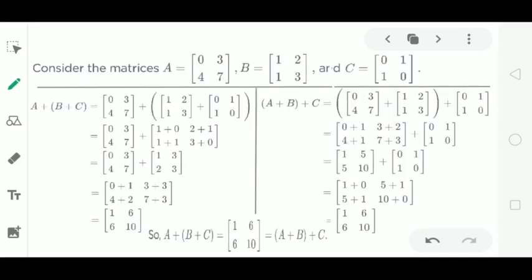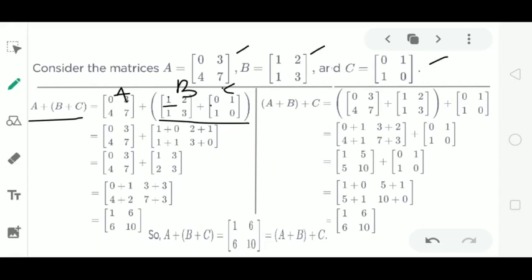Observe the example. Here we have three matrices A, B and C. All are of order 2 by 2. Then for LHS, A plus (B plus C), we write the matrix A and the sum of matrices B and C inside the bracket. As B plus C is inside the bracket, we first simplify B plus C. B plus C is the sum of two matrices B and C. It is obtained by adding corresponding elements of B and C.